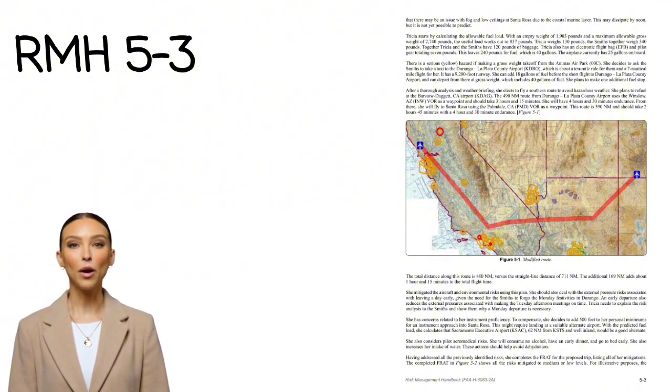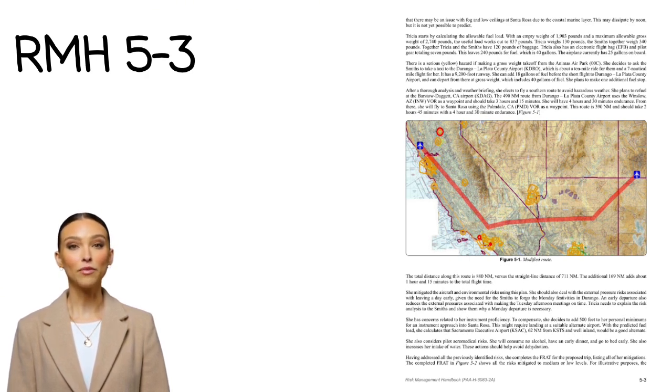She plans to make one additional fuel stop. After a thorough analysis and weather briefing, she elects to fly a southern route to avoid hazardous weather. She plans to refuel at the Barstow-Daggett California Airport, KDAG. The 490 NM route from Durango La Plata County Airport uses the Winslow, Arizona INW VOR as a waypoint and should take 3 hours and 15 minutes. She will have 4 hours and 30 minutes endurance.